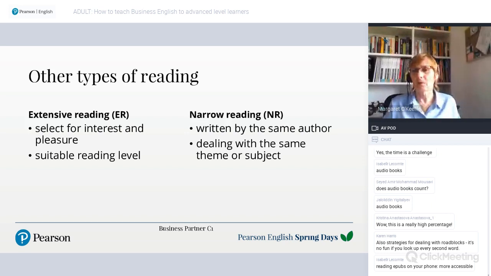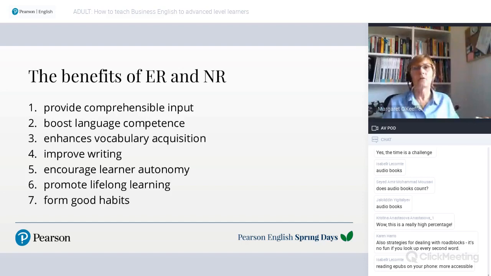But that seems to be what the research findings are. So let's look at some of the benefits that we could explain to our students of extensive and narrow reading. Obviously, it's going to provide comprehensible input. It's going to provide a lot of language for students, a lot more language than they're going to get with just attending their English classes.